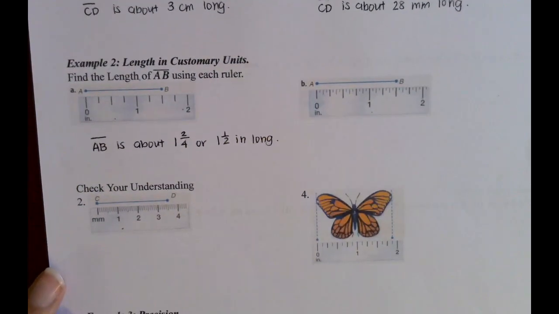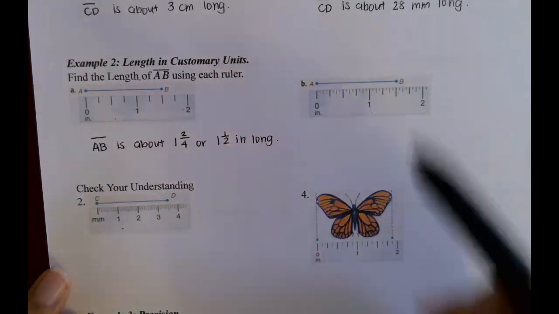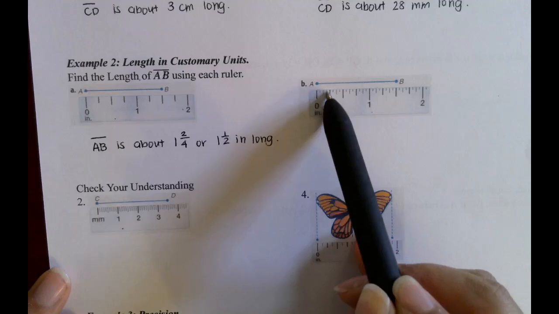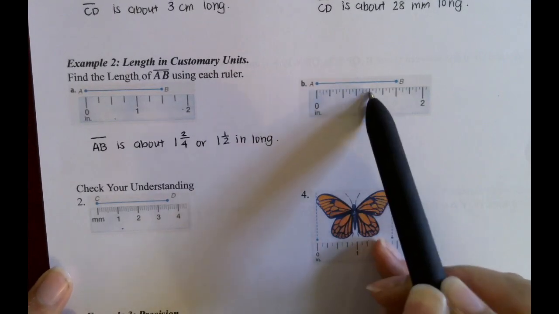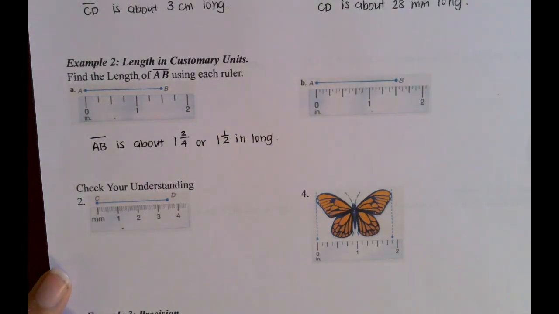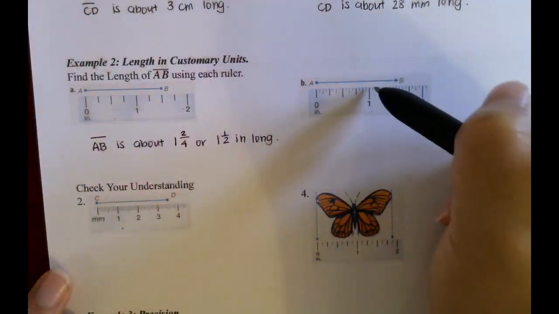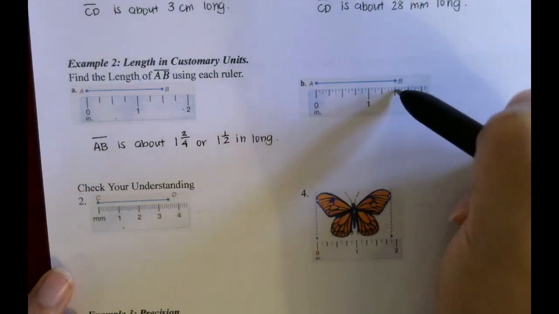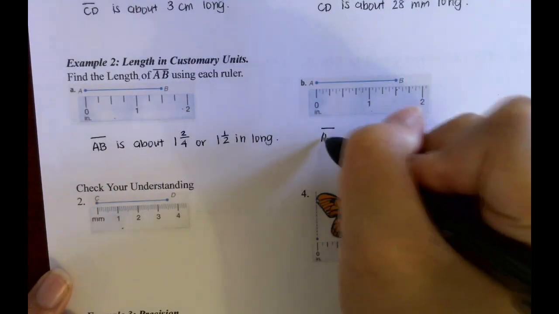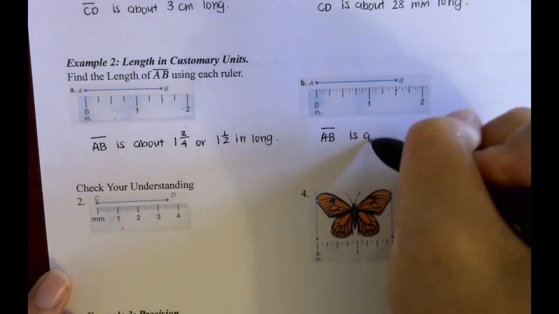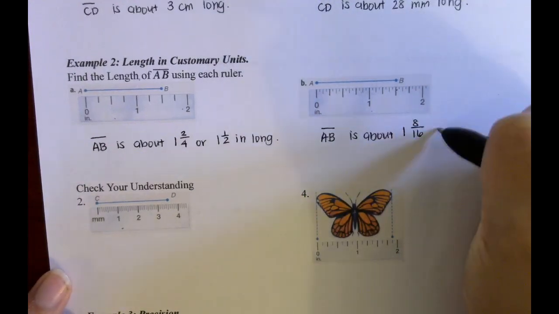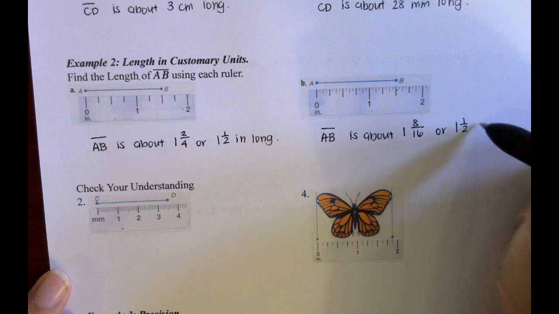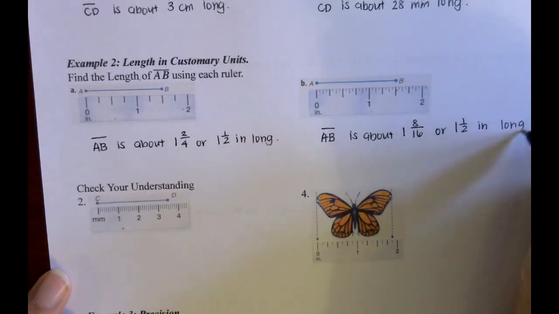And then B here. Here there is 1, 2, 3, 4, 5, 6, 7, 8, 9, 10, 11, 12, 13, 14, 15, 16 marks for each inch. And so here if we count 1, 2, 3, 4, 5, 6, 7, 8. So here line segment AB is about 1 8/16 or 1.5 inches long.